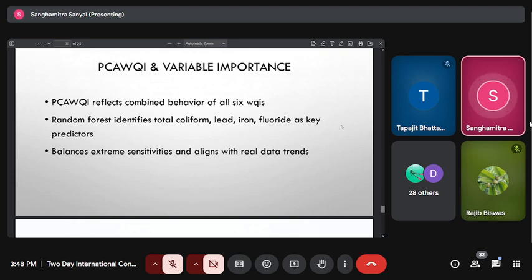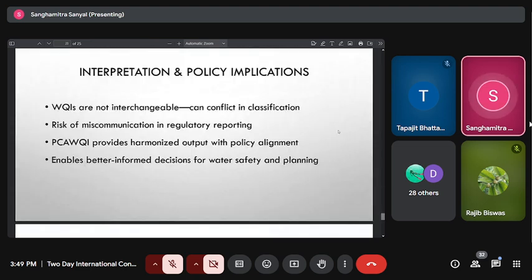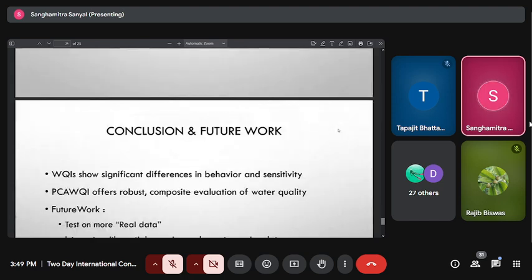Importance: PCAWQI reflects the combined behavior of all 6 water quality indices. Random Forest identified total coliform, lead, iron, and fluoride as key predictors. It balances extreme sensitivities and aligns with real data trends. Interpretations and policy implications: water quality indices are not interchangeable and can conflict in classification. The risk of miscommunication in regulatory reporting thus becomes very high. PCAWQI provides harmonized outputs with policy alignment and enables better informed decisions for water safety and planning.